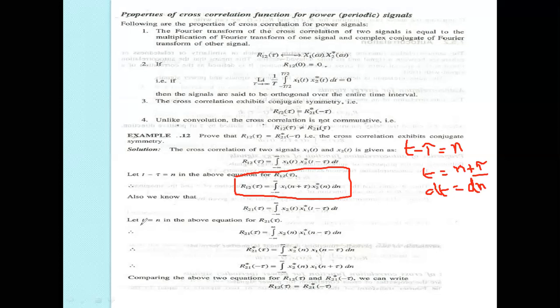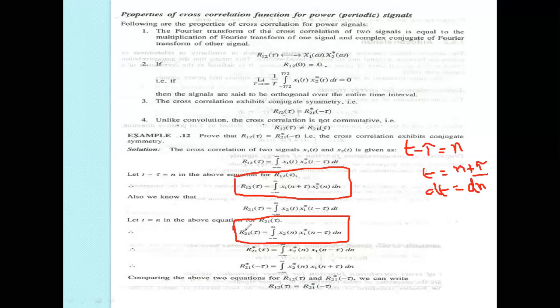Okay. Now let t be equal to n. Replace that here: t is equal to n, t minus tau is n minus tau, and dt is dn. Now I am only changing the variable t as n. As in the duality property, where t is changed to omega and omega to t, now I am changing t to n here. Now we get R21 of tau is equal to the integral from minus infinity to infinity of x2 of n, x1 star of n minus tau dn.